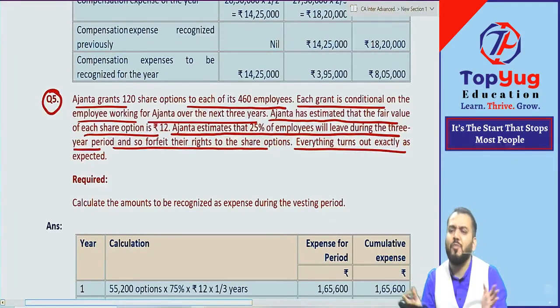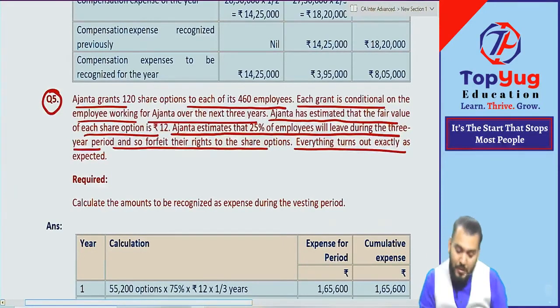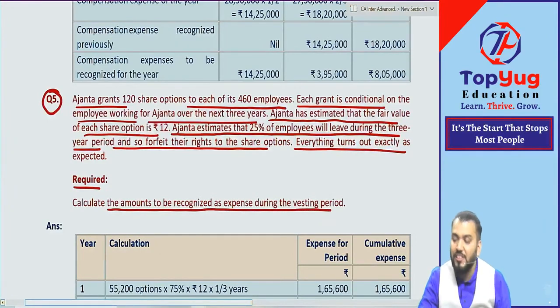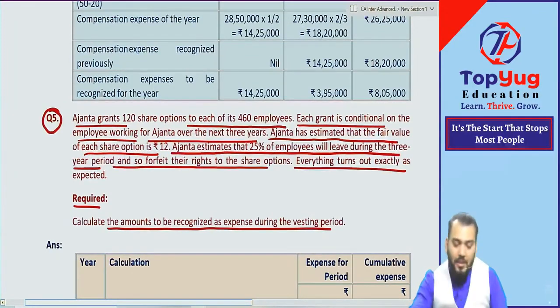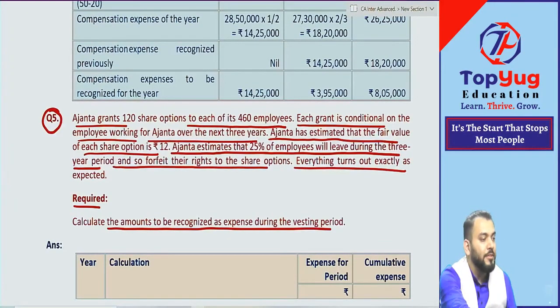In this question, to keep it simple, the actual and expected were the same. Required: calculate the amount to be recognized as an expense during the vesting period. Don't see the solution, do it yourself. Have you understood the question? Even if you have not understood, do it. Make mistakes; from my point of view you can calculate correctly, but don't see the solution. Okay, I'm giving you how many minutes? 4 minutes.